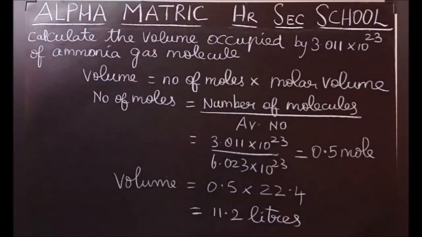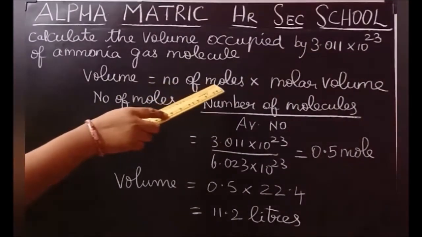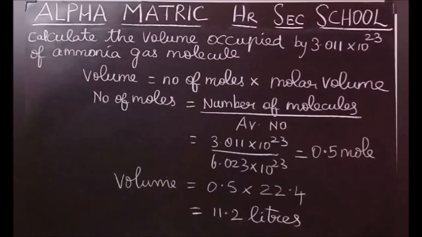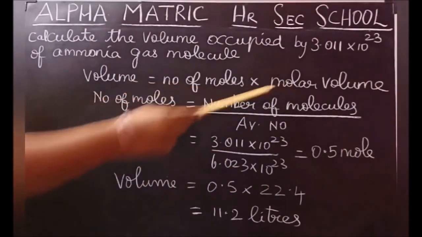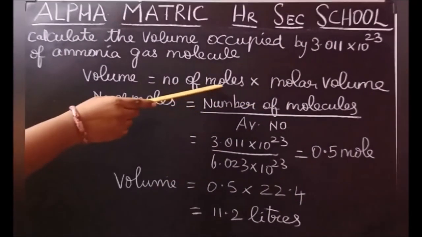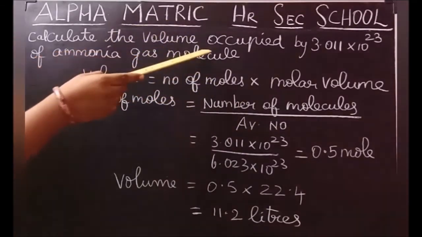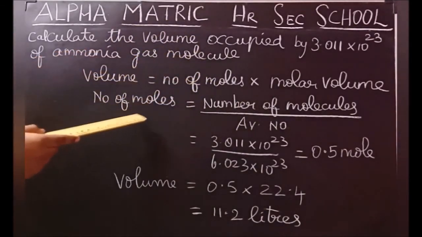Calculate the volume occupied by 3.011 into 10 power 23 of ammonia gas molecule. We know the formula: volume equal to number of moles into molar volume. Molar volume equal to 22.4 liter. But mole is not given in the question. So first we find number of moles.